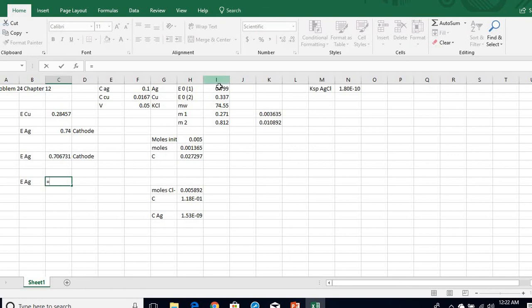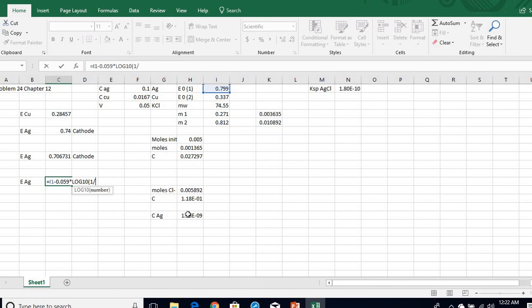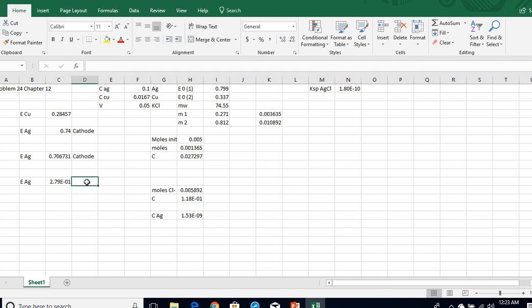We use the Nernst equation, standard potential minus 0.059 times log of the reduced divided by the oxidized, and we find this value, and this value is smaller than this one. So here the silver electrode will become our anode.